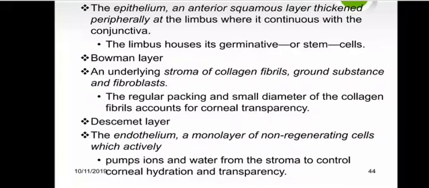The limbus houses its germinative or stem cells. The second one is Bowman's layer. The next layer is the underlying stroma of collagen fibrils, ground substance and fibroblasts. The regular packing and small diameter of the collagen fibrils account for the corneal transparency. Next is Descemet's layer, and finally the last one is the endothelium, a monolayer of non-regenerating cells which actively pumps ions and water from the stroma to control the corneal hydration and transparency.